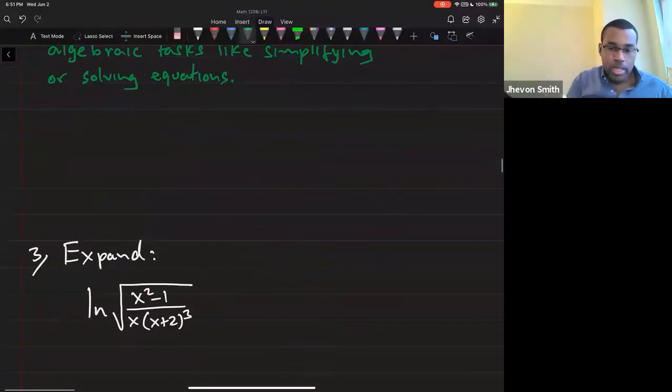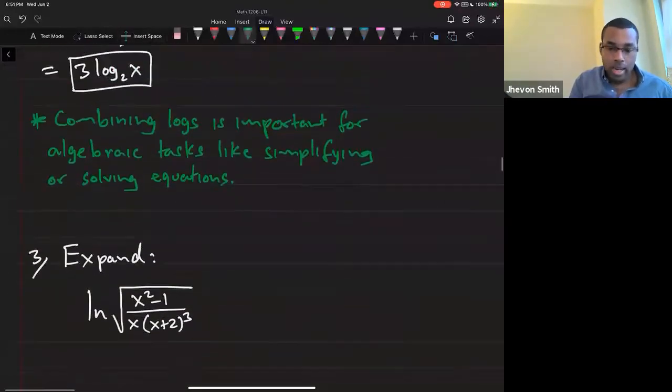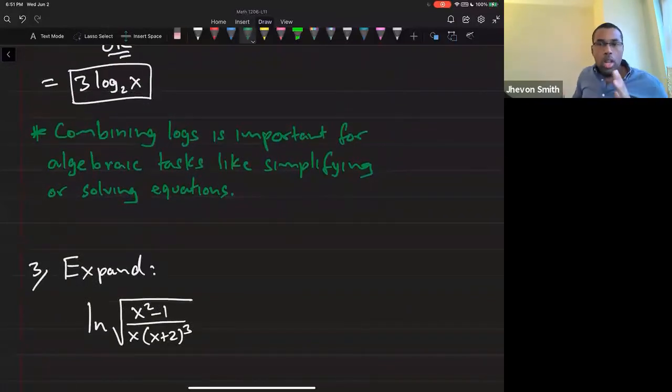It turns out the opposite skill is also useful, but for a different reason. Being able to expand a log. So you have one log of a whole bunch of stuff, and you kind of want to spread them out into multiple logs. And there's a situation where that is convenient. So we need to know how to do that.